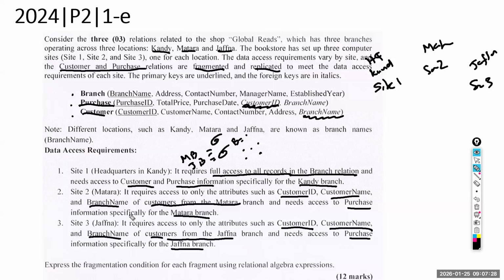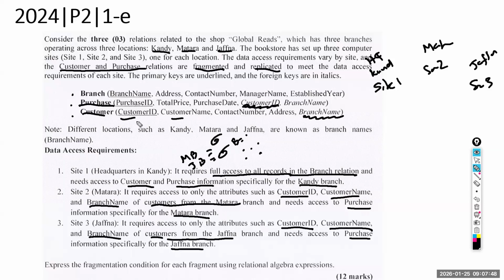So then customer ID, customer name, this branch name, of customers from Mathur branch.